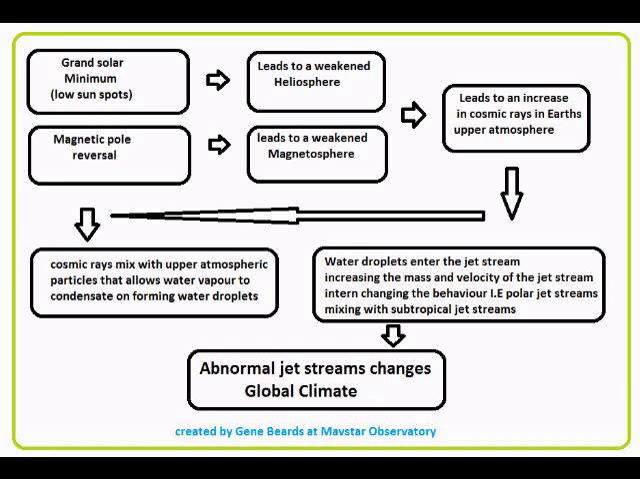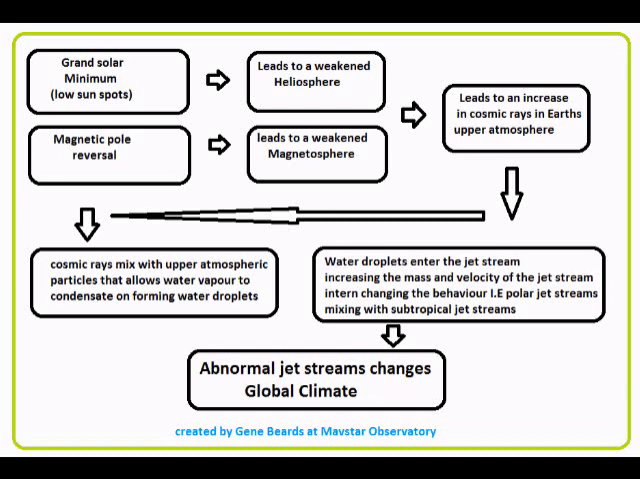So cosmic rays mix with other atmospheric particles that allow water vapor to condense on, forming water droplets. Eventually, when the water droplets get too big, they fall from the sky. The water drops also enter the jet streams, increasing the mass and the velocity of the jet stream, in turn changing the behaviour, i.e. polar jet streams mixing with subtropical jet streams sets up abnormal jet streams, and that changes in turn the global climate.